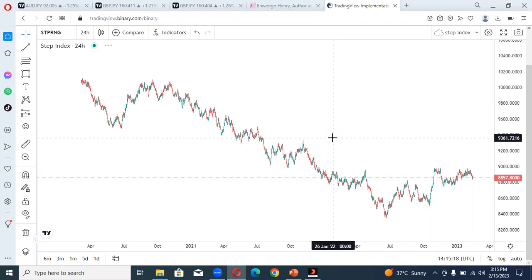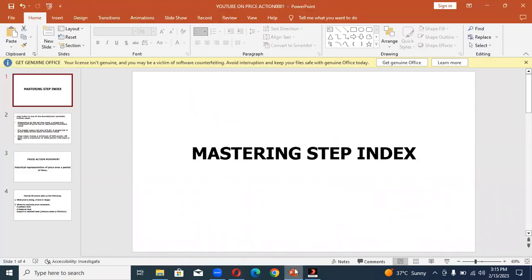All right, today I want to talk about what I call mastering step index. Okay, this is what I want to look at today.